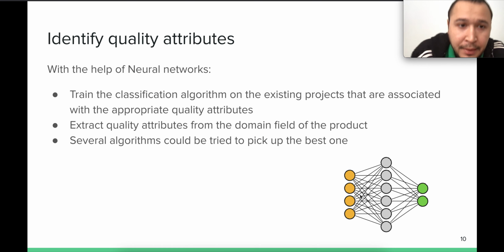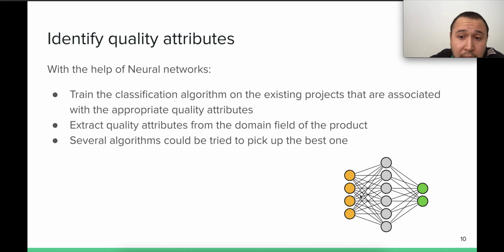Okay, so let's talk about identifying quality attributes. Here, I would like to suggest the application of neural networks, because they have shown great results, right? So, training a neural network classification algorithm on the existing projects that are already associated with some quality attributes, right?